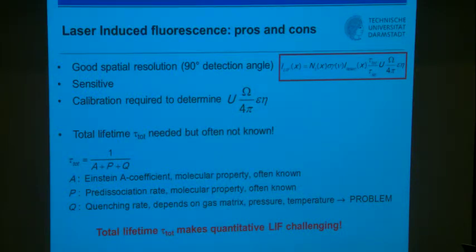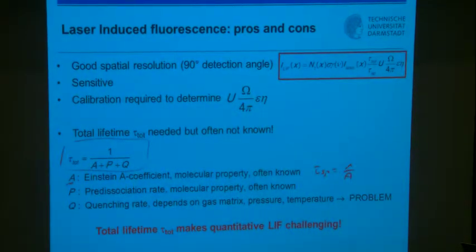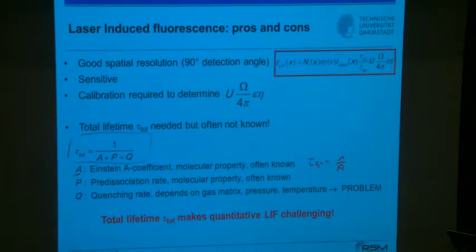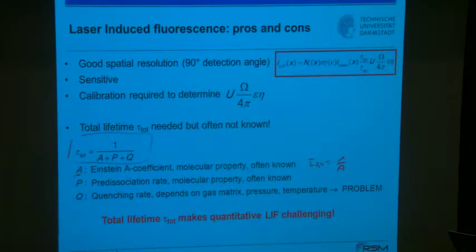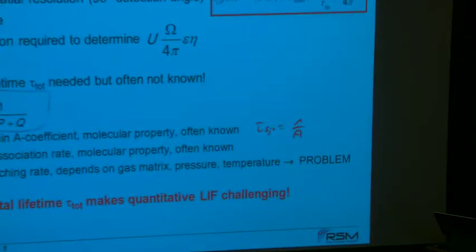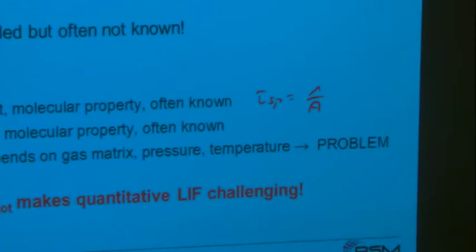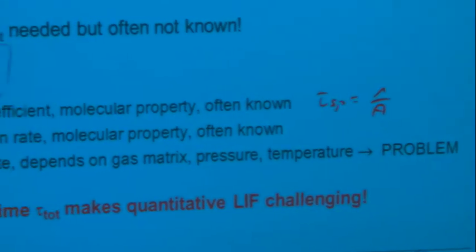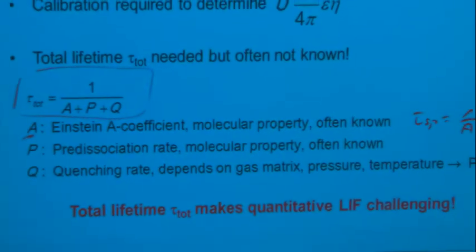So first of all, you see here we have a dependency on three parameters. First, the so-called Einstein A coefficient, which is nothing else than the inverse spontaneous lifetime. So this is for a given molecule, for a given electronic state, a molecule-specific quantity. And for some molecules, we know that. So that is given. Then a second parameter shows up. This is the predissociation rate.